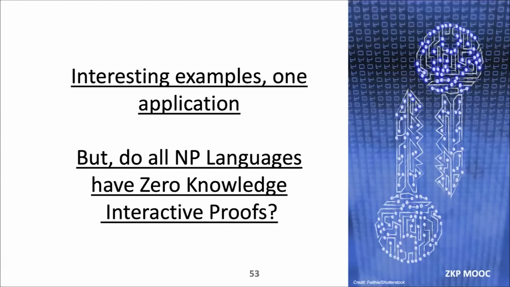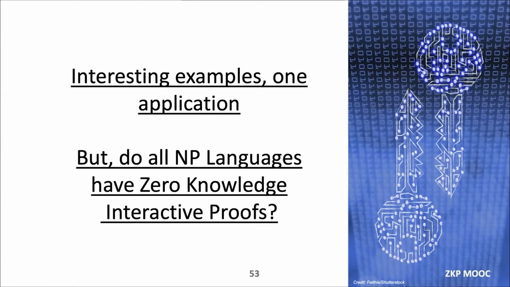It's not the only example of an application, but in order to get many more applications, including applications in the realm of blockchains, we need to do one more thing, and that is a big thing. We've seen the example that two graphs are isomorphic. We've seen the example that Y is a quadratic residue mod N. But there are lots of other languages.